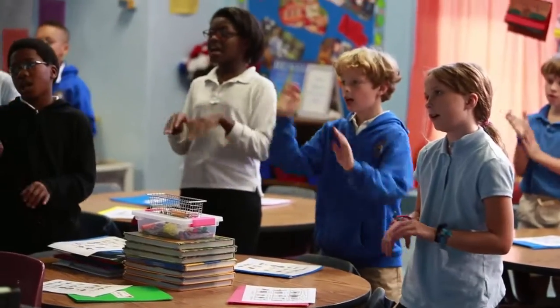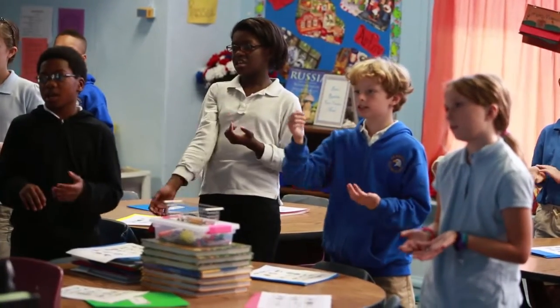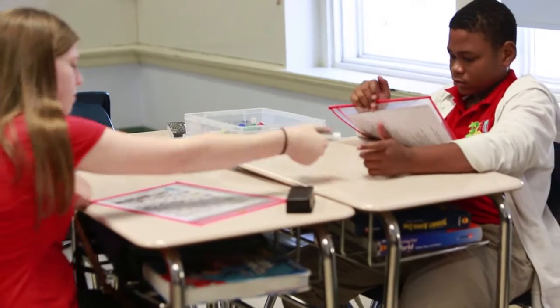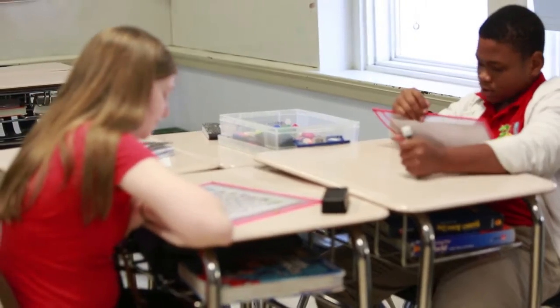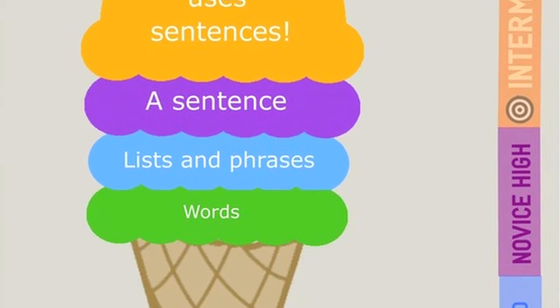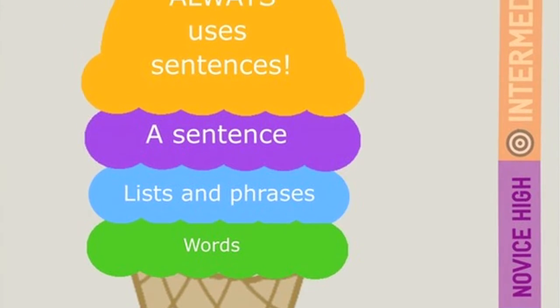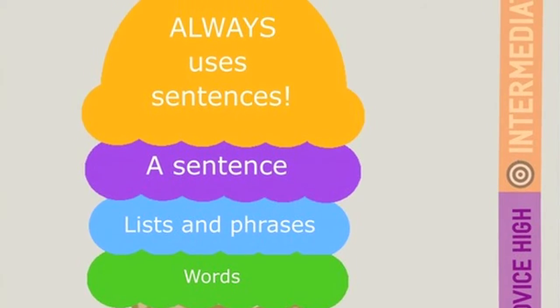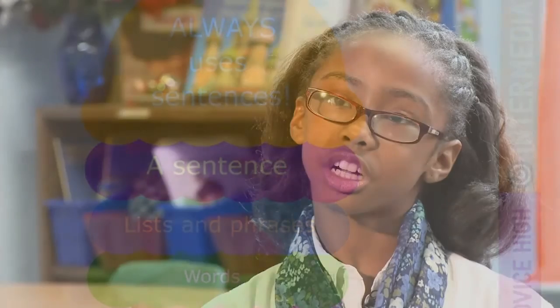Our elementary school teachers have created this ice cream cone parallel, where as you move up this proficiency or performance scale, it's aligned to color scoops of ice cream. Green is just you're saying words. Blue is you're saying phrases. Purple, you know, a lot of sentences. And then orange is when you speak all sentences and ask questions and answer.